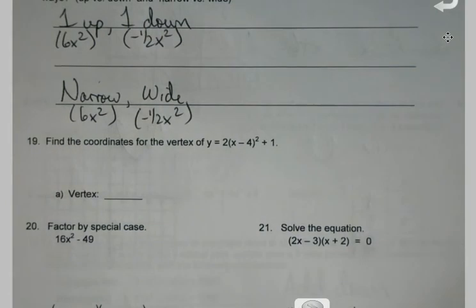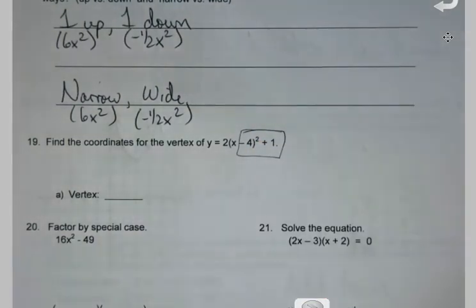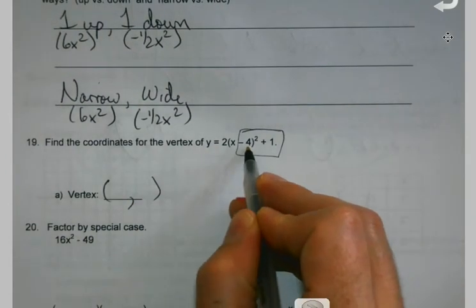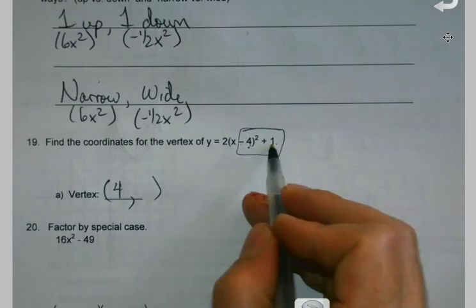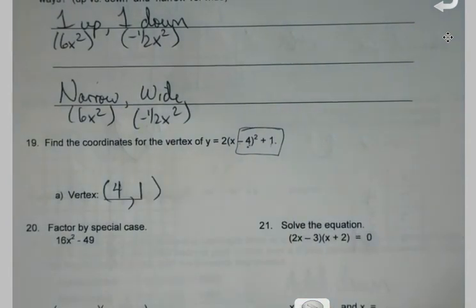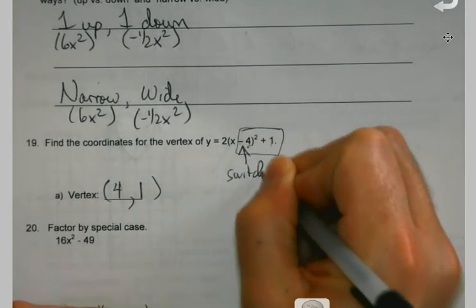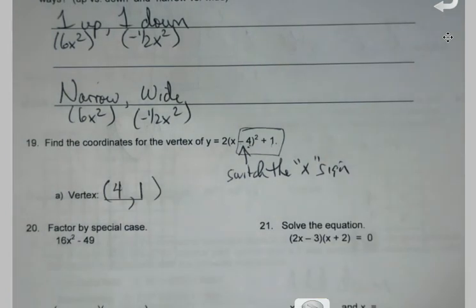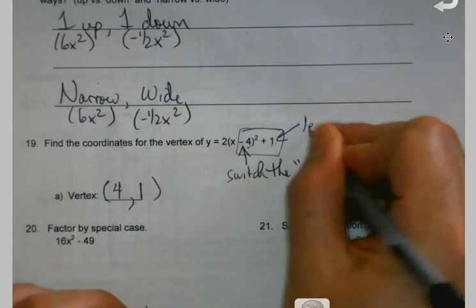So find the coordinates of the vertex. Whenever I'm looking for my vertex, I'm going to find all my information right in here. Remember though, for the x value, it switches signs. So I see -4, that becomes positive. I see +1 out here, that stays positive. So we always switch the x sign. If I'd have seen a plus in the parentheses, I'd have made it negative. But whatever's out here, I leave the sign alone.